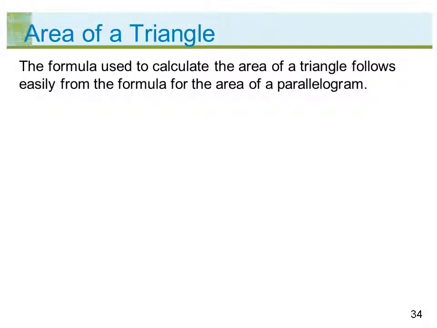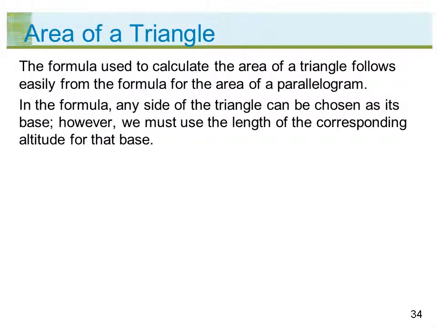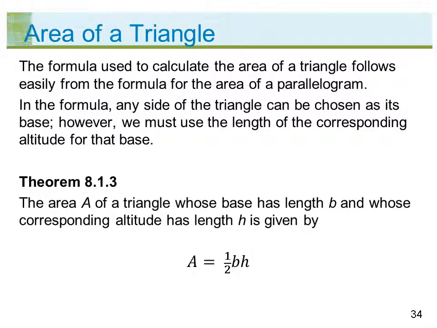The formula used to calculate the area of a triangle follows easily from the formula for the area of a parallelogram. In the formula, any side of the triangle can be chosen as its base. However, we must use the length of the corresponding altitude for that base. Theorem 8.1.3. The area A of a triangle whose base has length b and whose corresponding altitude has length h is given by A equals 1/2 bh.